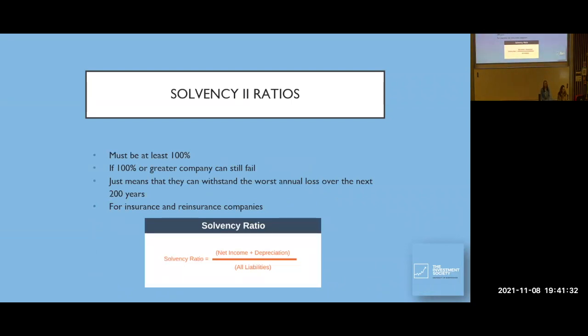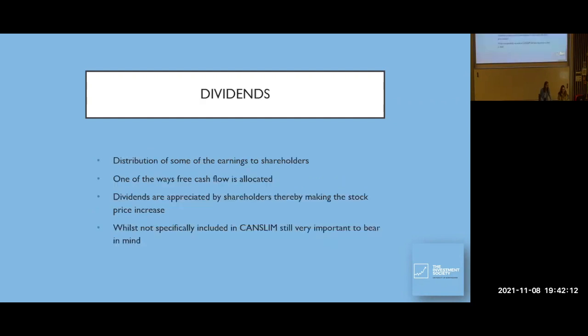Another thing to be discussing is Solvency II ratios. It's important to note that this is for insurance and reinsurance companies. Just for some context, a reinsurance company is a company that insures insurance companies. This is a good measure to make sure that they can withstand the worst annual loss over the next 200 years if it is greater than 100%. So if you've got an insurance or reinsurance company that is less than 100%, then that's a red flag and you want to avoid it, generally speaking.